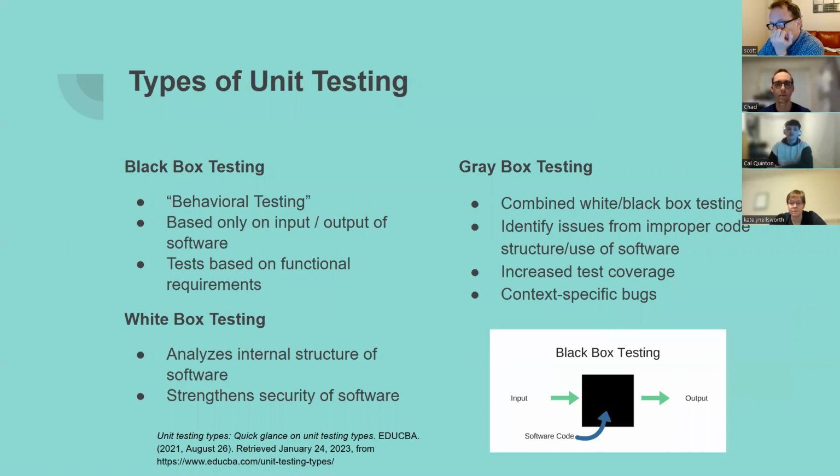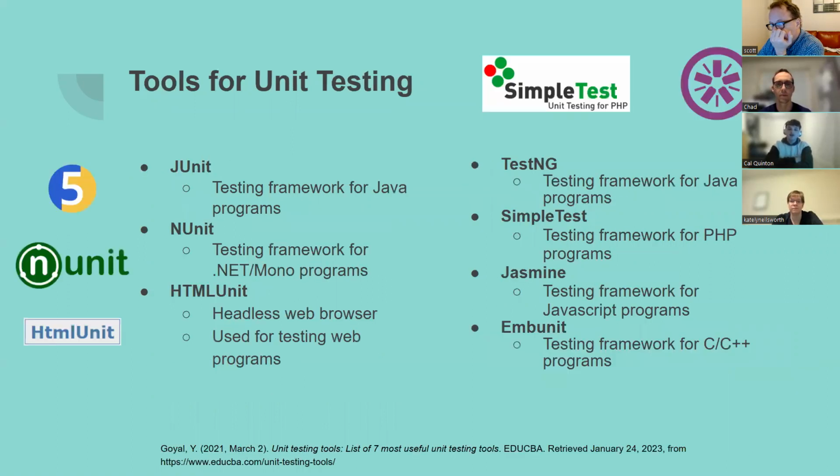white box testing. While there are obviously many more tools used for unit testing in the industry, I've listed 7 commonly used ones here. JUnit and TestNG are both testing frameworks used for Java programs. NUnit, SimpleTest, Jasmine, and MBUnit are testing frameworks for .NET or Mono framework programs, PHP programs, JavaScript programs, and C or C++ programs respectively. HTMLUnit is unique in that it is a headless browser, but given the high level of control it gives the user over web pages, it is used in web testing.